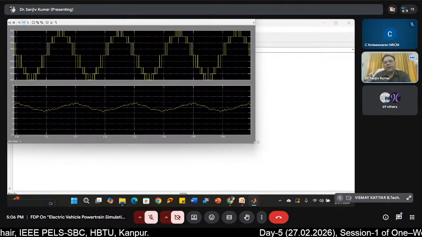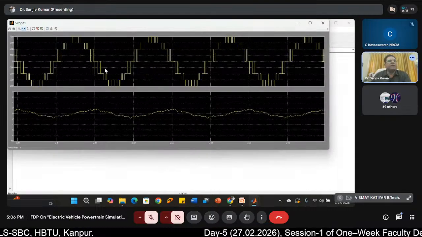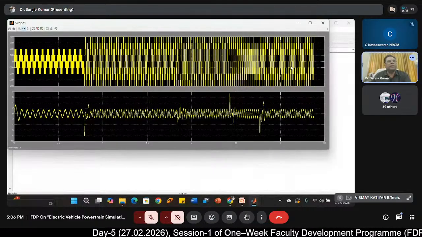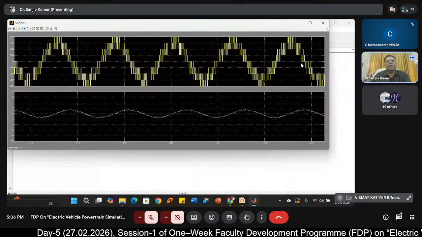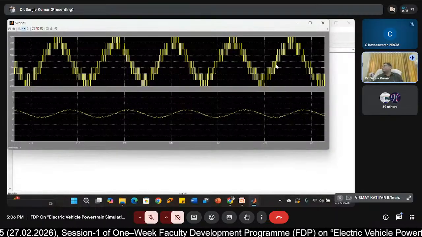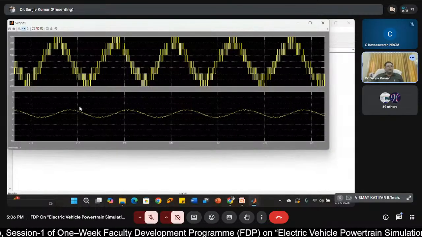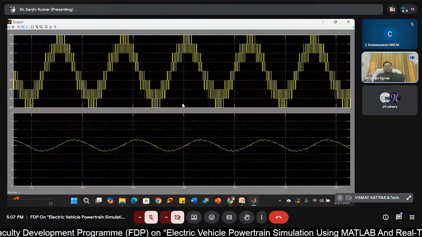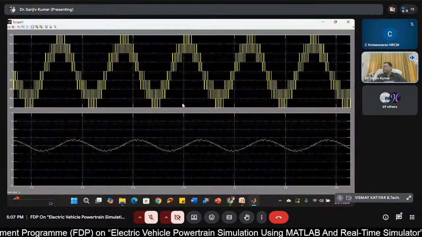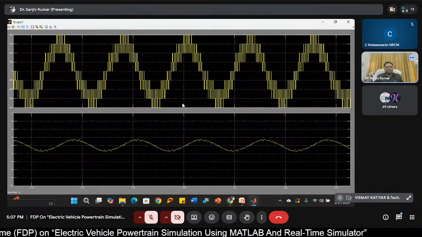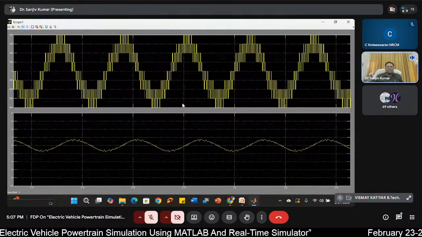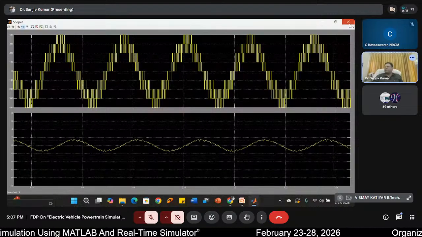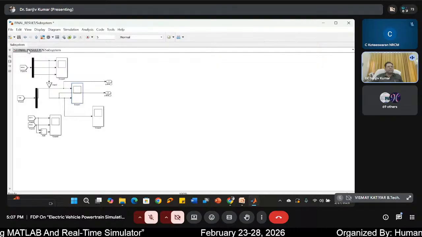So now let me increase. Go to here, and see all steps are coming. Let me increase the modulation index, and of course its THD would be less.